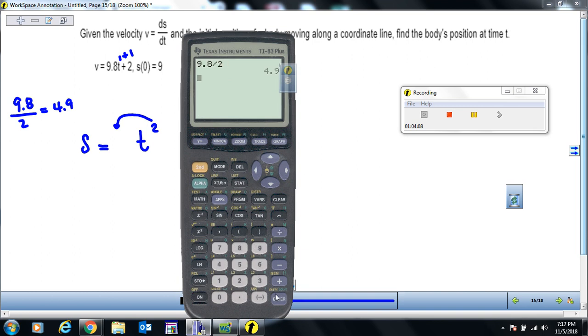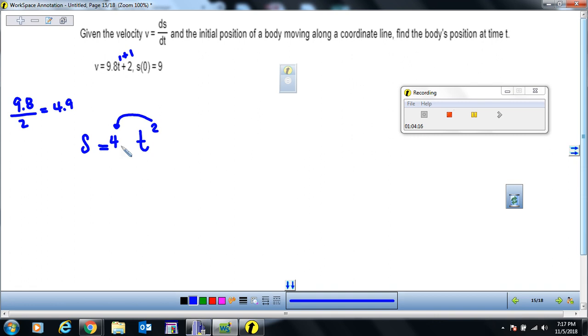9.8 divided by 2 is 4.9. So 4.9 is the number that had to be here. I just thought about doing the opposite. If bringing the 2 to the front times something gave me 9.8, then 9.8 divided by that number is going to give me the number that was here.